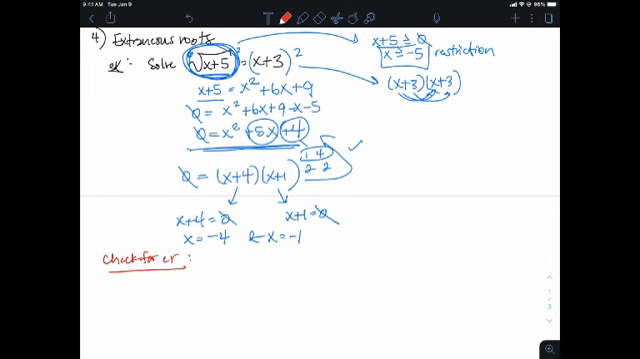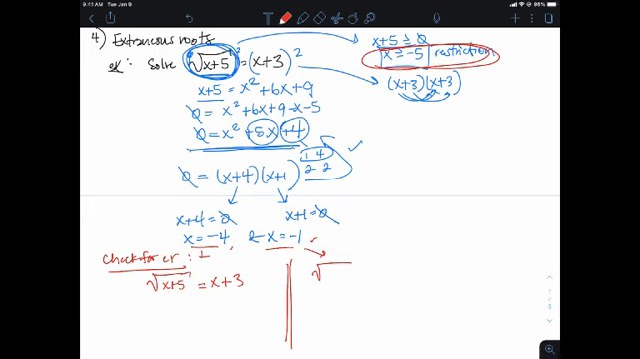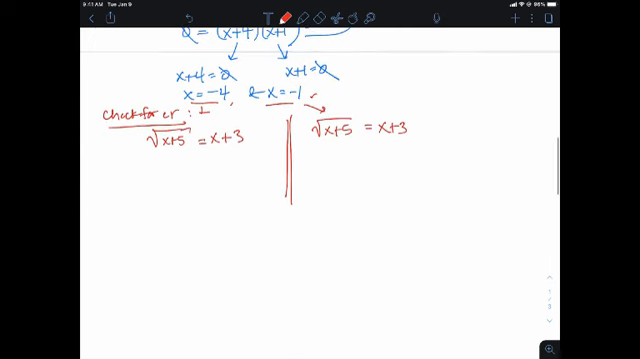Okay, so against the restriction, my restriction is x has to be greater than or equal to -5. So -4 and -1, both of these fit within that restriction. Okay, restriction is good. Now, to also check, I need to take my original equation, root of x plus 5 equals x plus 3, and I need to check for both of the solutions that I found, and make sure that my left side equals my right side. If not, then I'm going to reject that root.